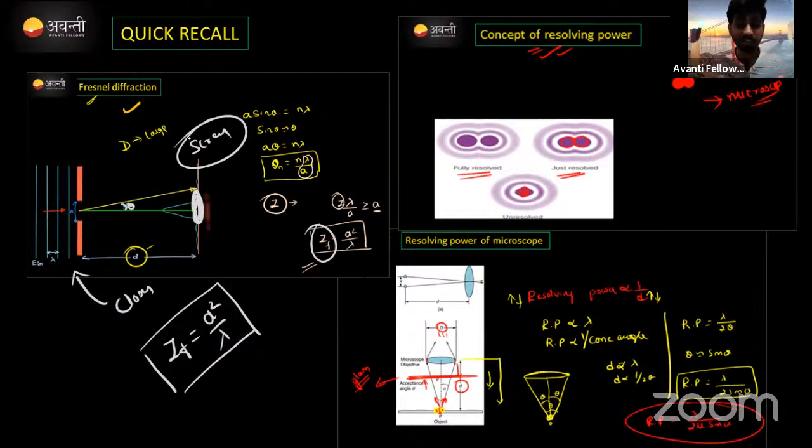Resolving power क्या होता है? Actually, when two particles are closely lying, we can't make them separate because they are so tiny, but we want to visualize them as separate, so we need some instrument. By using that instrument, we can easily view those two closely lying particles as separate. This is known as the resolving power.